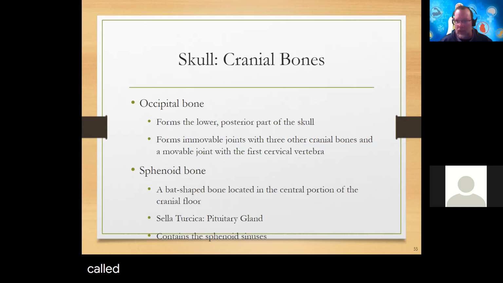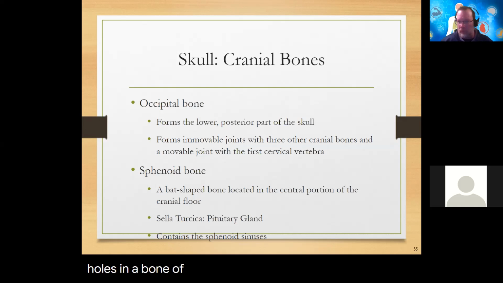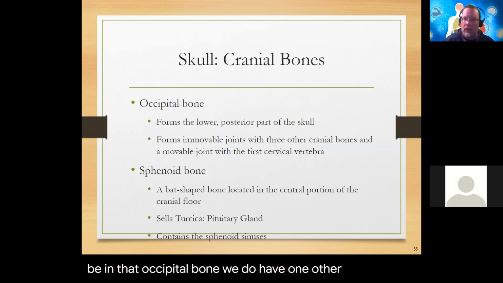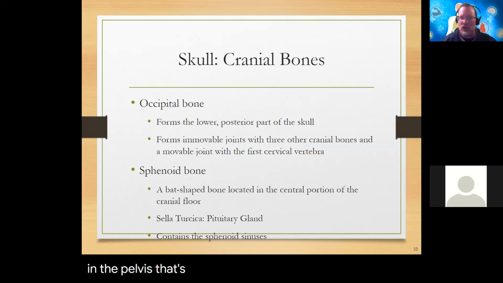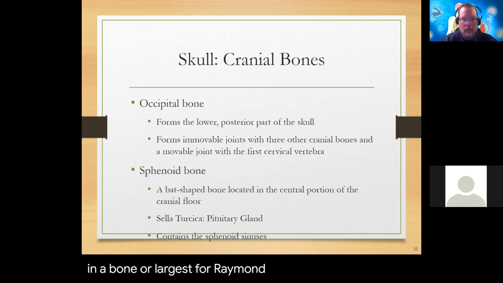Those are called foramen. It's F-O-R and then amen, foramen. And a foramen is simply a hole in a bone. So again, we'll see that coming up in more detail shortly. But one of the largest holes in a bone of all of the bones of the skeleton is going to be in that occipital bone. We do have one other foramen in the pelvis that's larger than the foramen of the occipital. But for the most part, it is one of the largest holes in a bone, or largest foramen of a bone. So we'll look at the occipital in a little more detail as well.